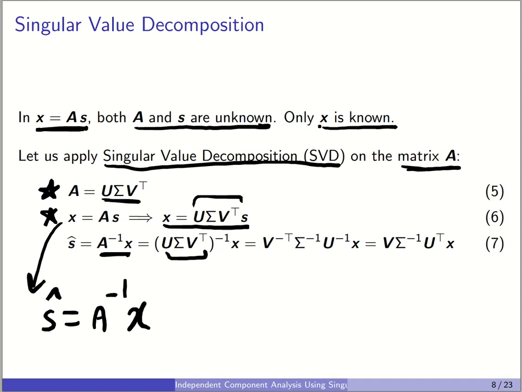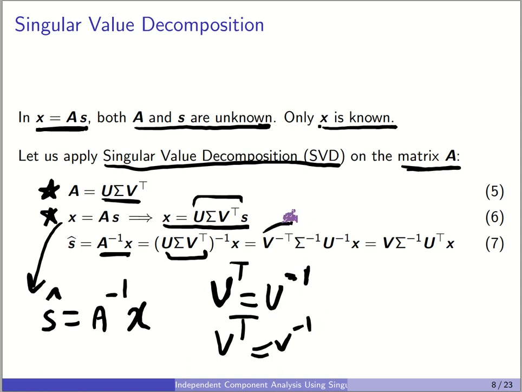As in singular value decomposition, U and V are orthogonal matrices. Therefore, according to the definition of orthogonal matrix, U transpose is U inverse. Also, V transpose is V inverse. Therefore, as V transpose is V inverse, this is V inverse inverse, so it becomes V. Here we have it: sigma inverse, we still have it here, and U inverse we replace by U transpose. So V sigma inverse U transpose, and then we'll have X.